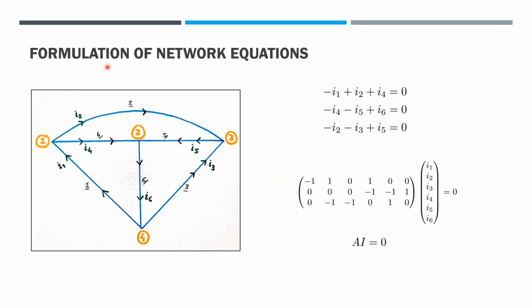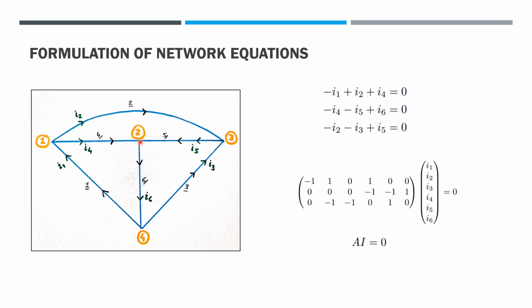Next step is formulation of network equations. In this slide, we will formulate KCL equations. The currents from the branches are represented by small i. For example, the current from branch 1 is I1, the current from branch 4 is I4 and so on. Now let's apply KCL at node 1.